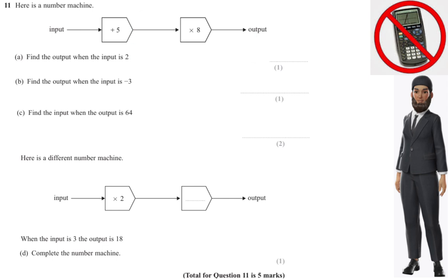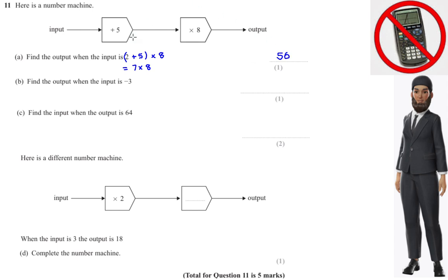So what we're going to do over here, if you start with 2, initially you need to add 5. That's the first thing we need to do. And then afterwards you need to multiply all of this by 8. So 2 plus 5 is 7. And then 7 multiplied by 8 should give us an answer of 56.